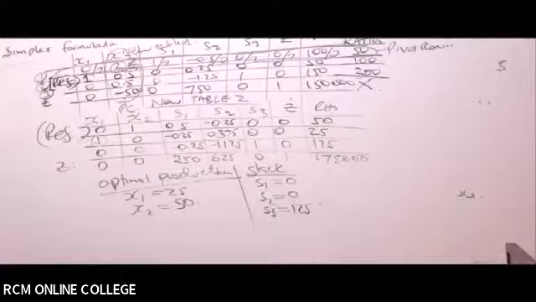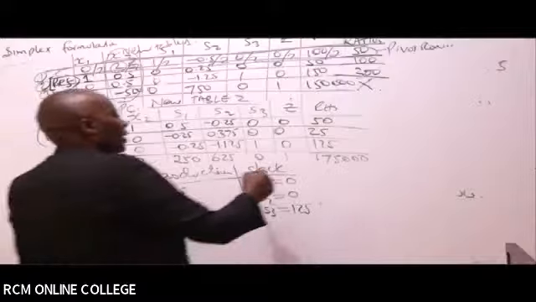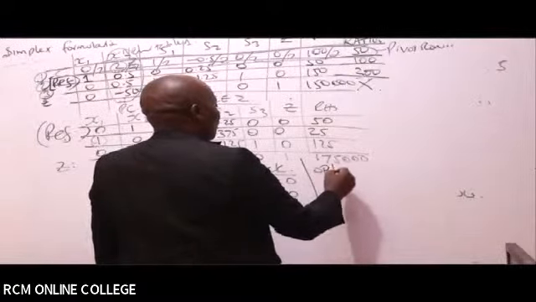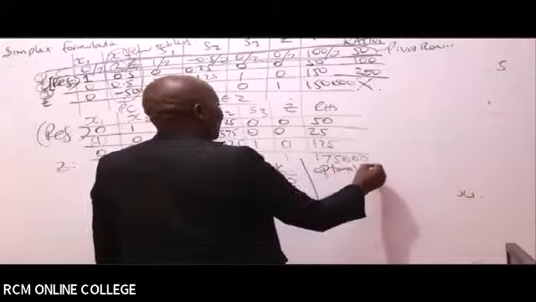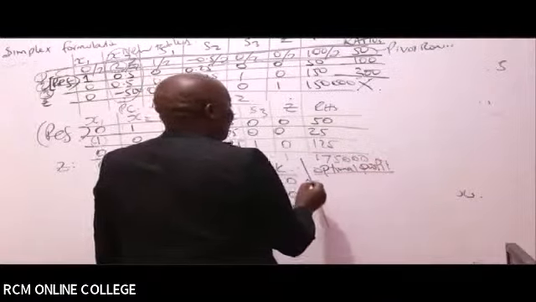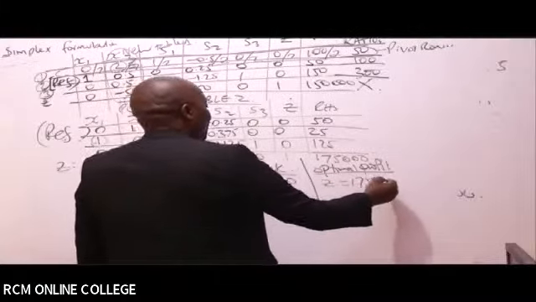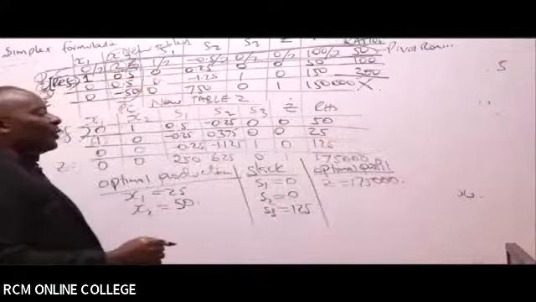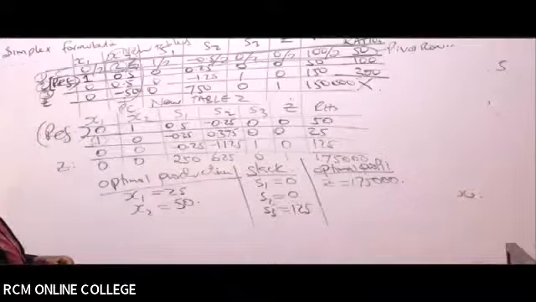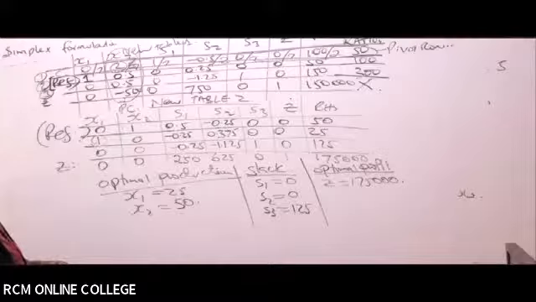And then, of course, we have the optimal profit. The optimal profit is the final figure of Z, which is 175,000.